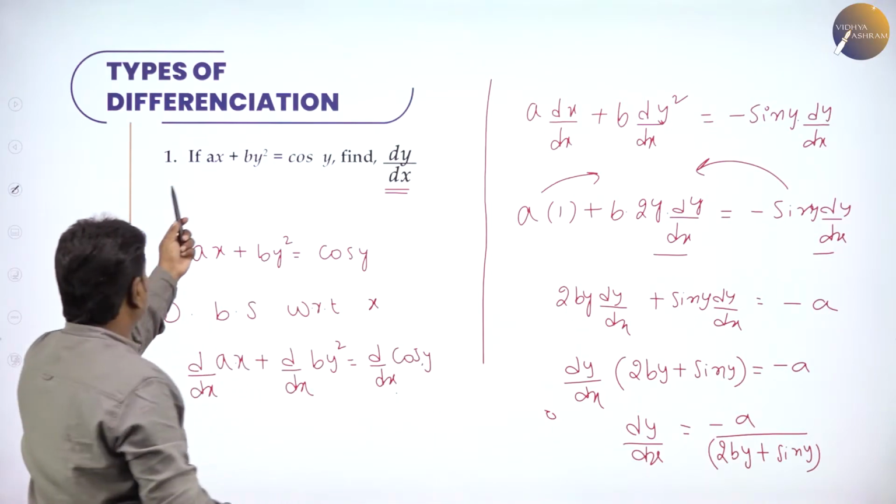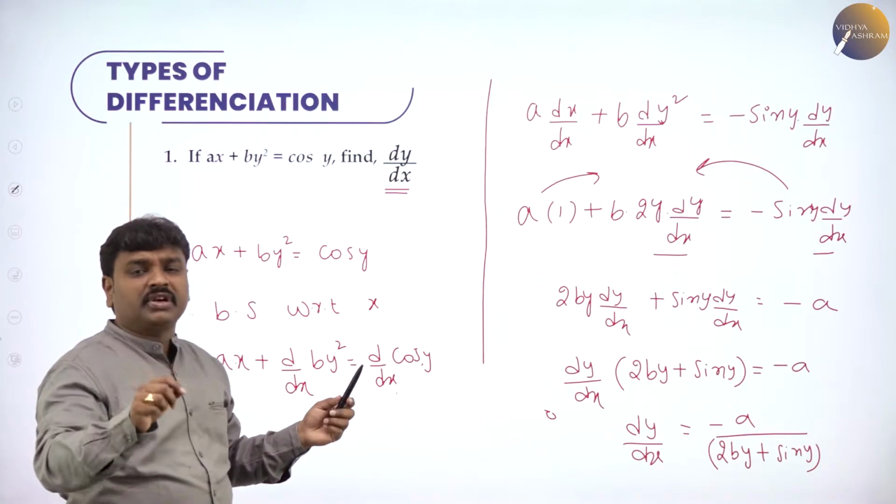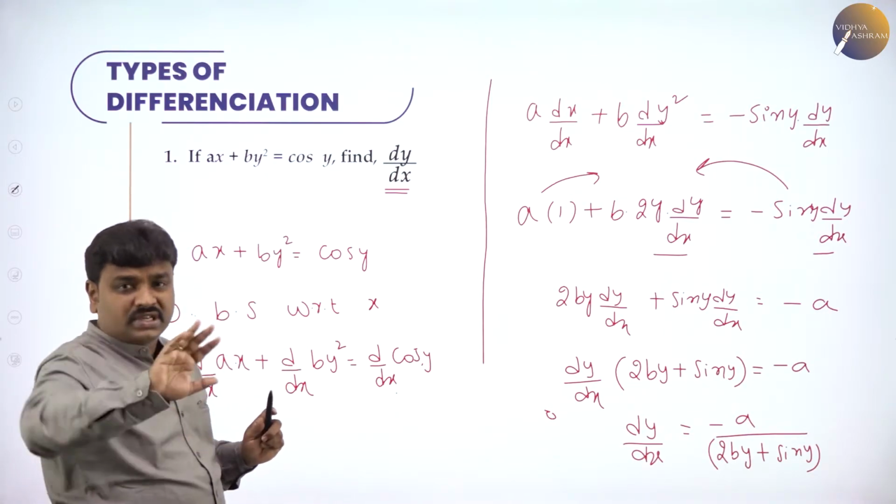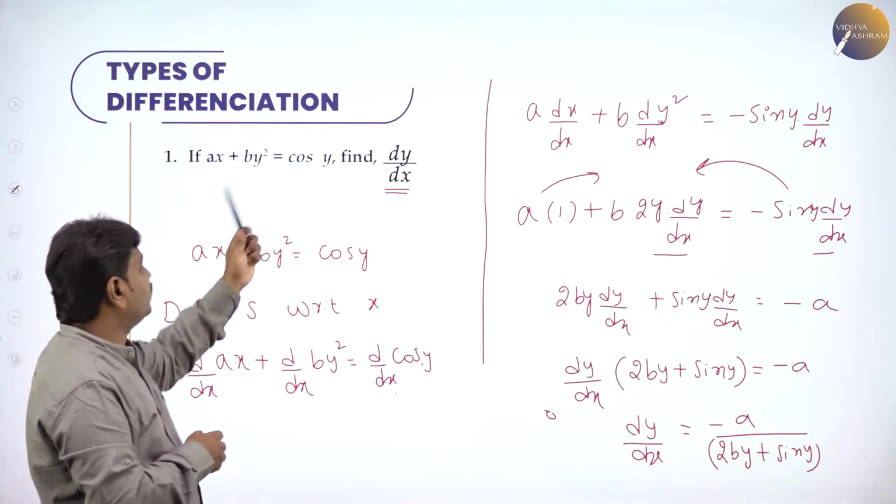So as soon as you see the problem, this is implicit. Why is it implicit? Because it is not in the form y is equal to f of x. Y is not given separately. You can decide that this is implicit.